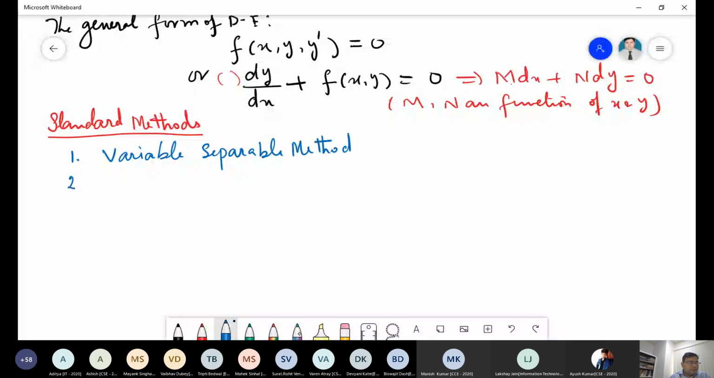Then the second method is the homogeneous equation. If the equation is in the homogeneous form, I will show it as a standard form when we call it a homogeneous equation. Then we have to reduce it into the variable separable form, and then we can solve it. Third method is the non-homogeneous differential equation.